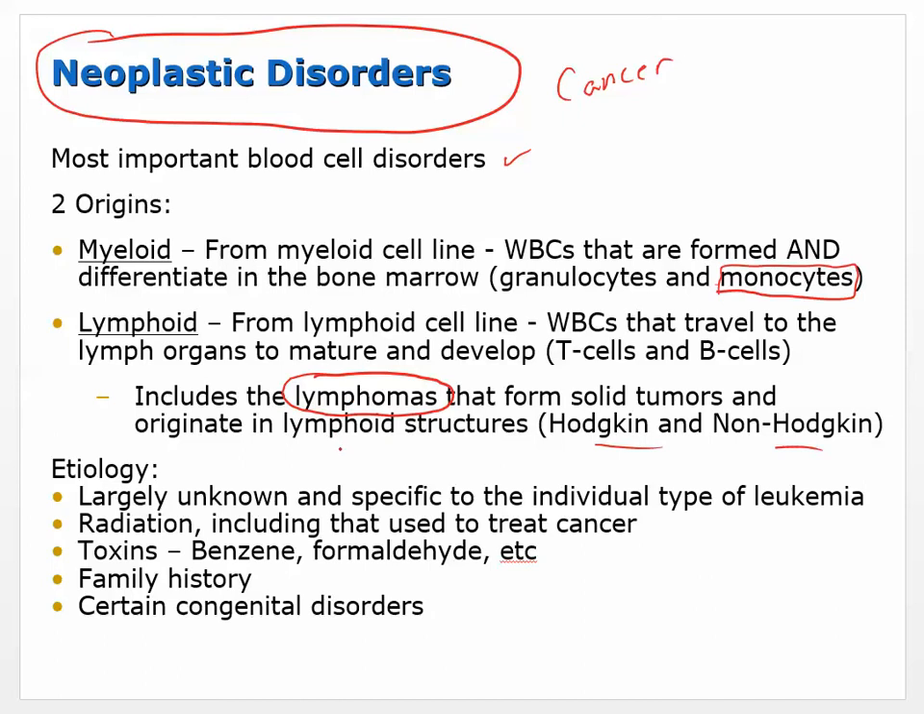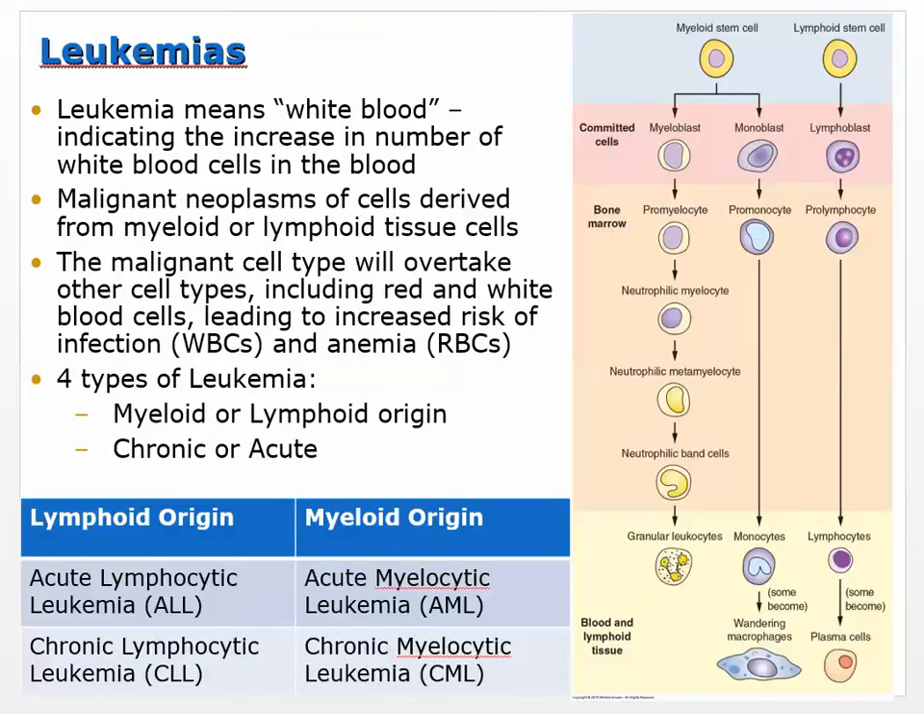So what causes blood cancers? What causes these leukemias? Largely unknown, specific to the individual type of the leukemia that's involved. Sometimes, there's probably a genetic component. So family history, toxins can lead to it, even if you don't remember being around the toxin, I guess. Radiation, so a lot of times radiation, we use it to treat other types of cancer, and then you end up with leukemia. Okay, so that can do it. And then certain congenital disorders, which kind of comes back to family history.